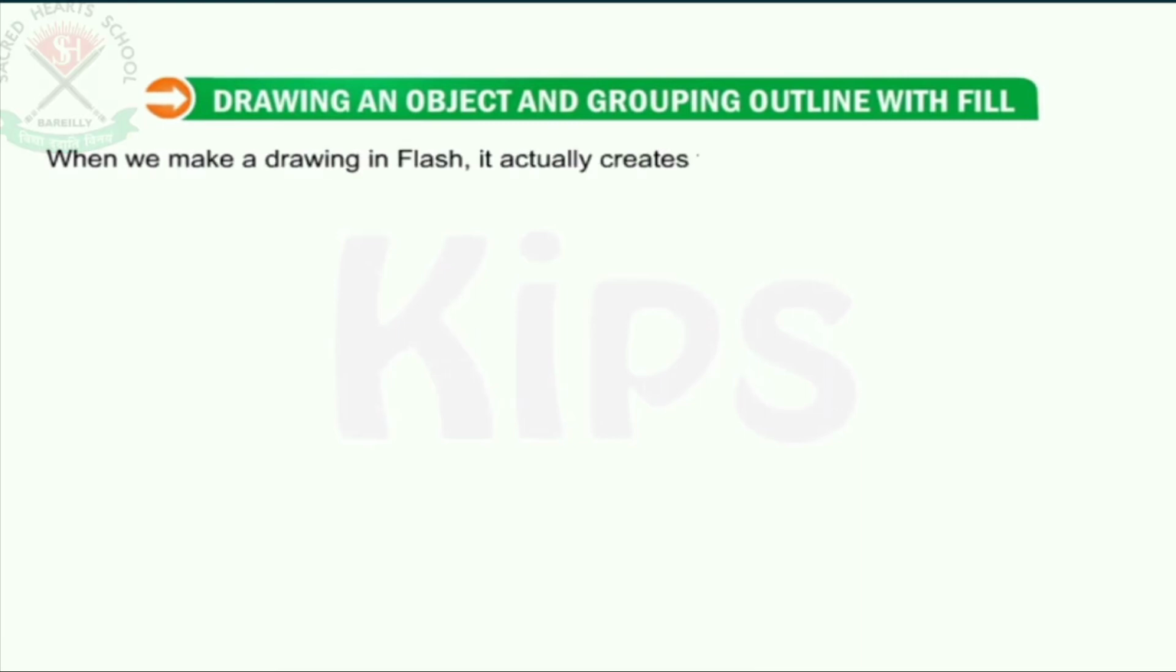When we make a drawing in Flash, it actually creates two objects, the fill and the outline.